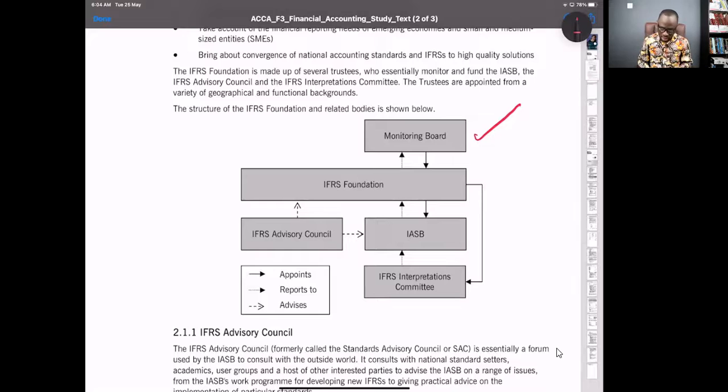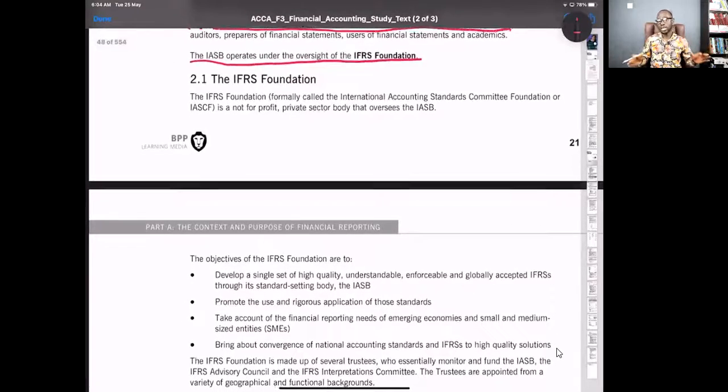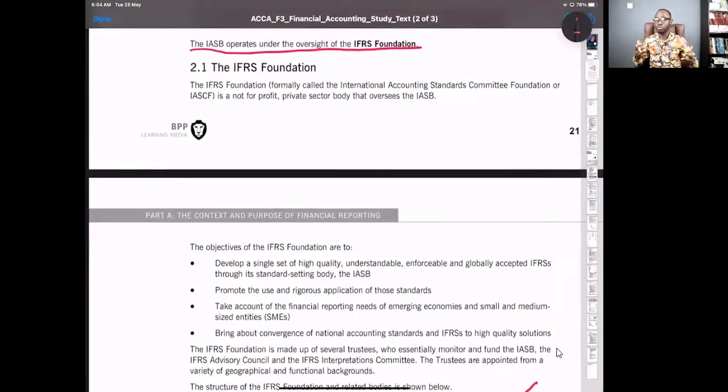What happens is that the monitoring board appoints the International Accounting Standard Board. The IFRS Foundation reports to the monitoring board, and then the IFRS Advisory Council provides advice to the foundation as well as to the Accounting Standard Board in the preparation and development of new accounting standards. The Interpretation Committee also advises the International Accounting Standard Board and reports to them on various things. So let's get a breakdown of some of these things, because sometimes the examiner can ask you about the roles and objectives of some of these institutions, as they form part of the development of various accounting standards across the world.